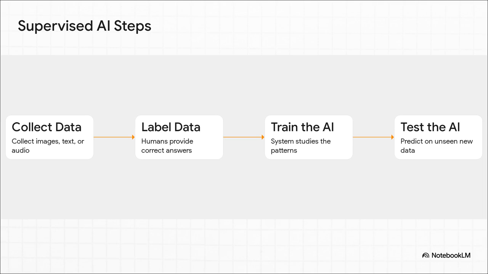Step 2, label that data. Humans literally step in here and tag things as dog, cat, spam, whatever. Then Step 3. This is where the magic really happens. Train the AI.